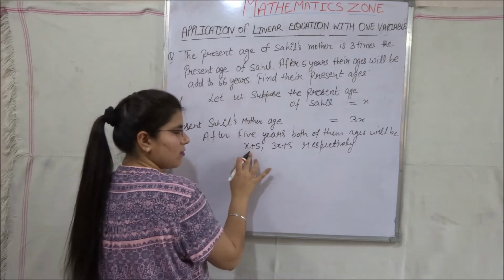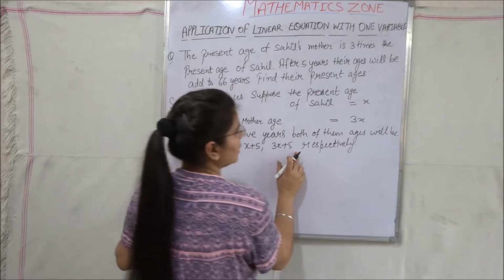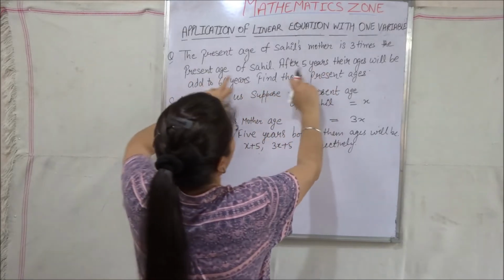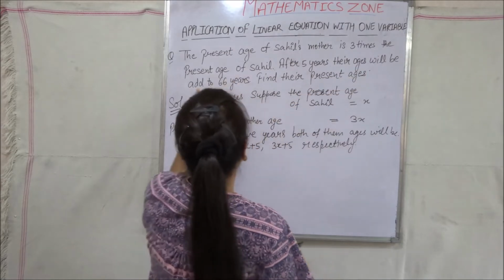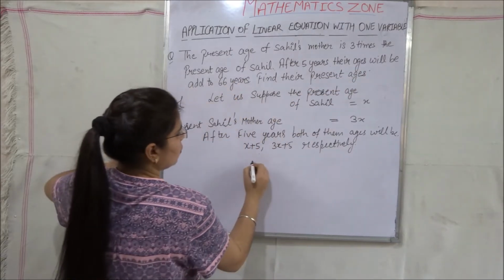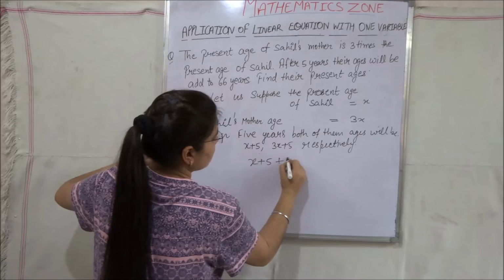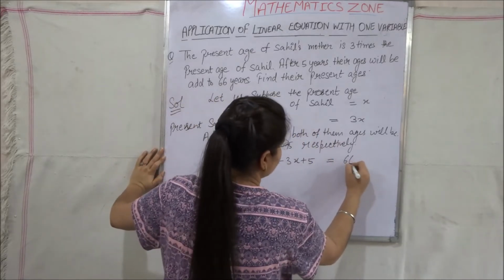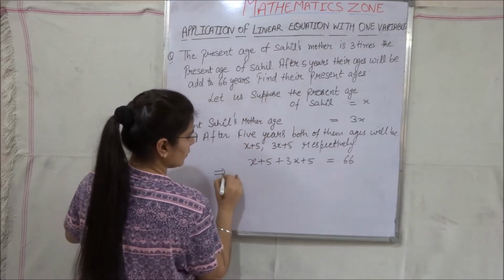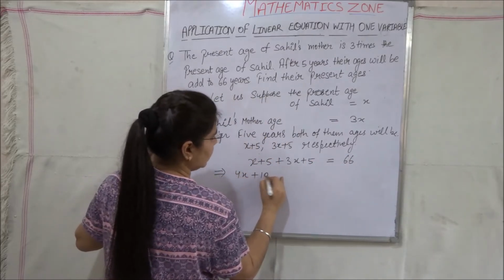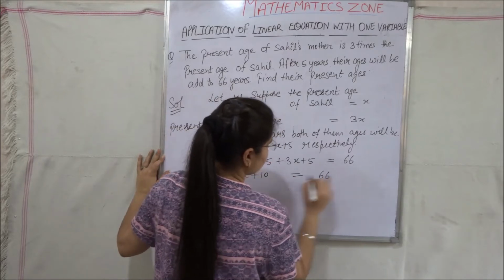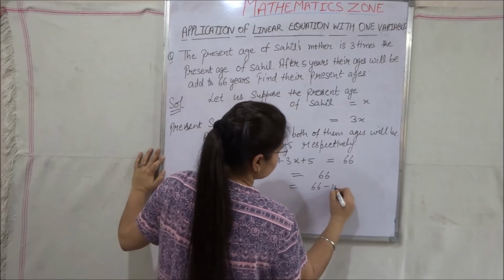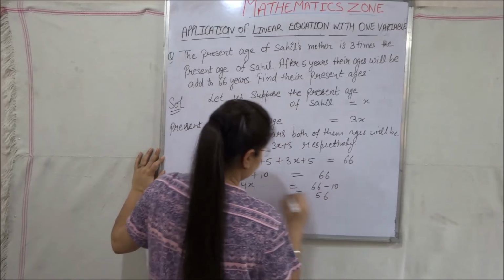That is, this is the age of Sahil and this is the age of Sahil's mother. Now according to the condition, after adding 5 years their ages will add up to 66 years. So x plus 5 plus 3x plus 5 is equal to 66. 4x plus 10 is equal to 66.